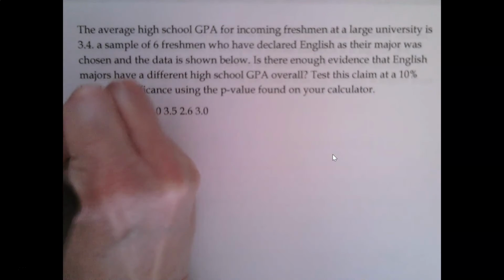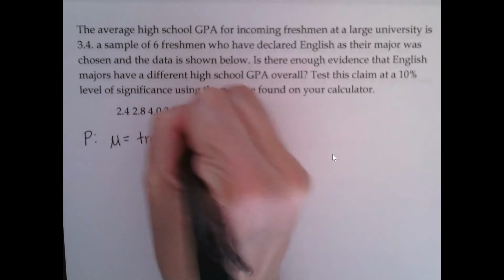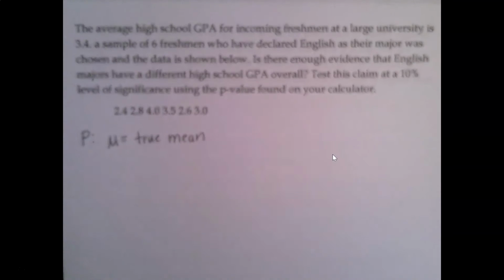Okay, so let's start with our parameter. Okay, this is mu. So this is going to be the true mean GPA for incoming freshmen at a large university.